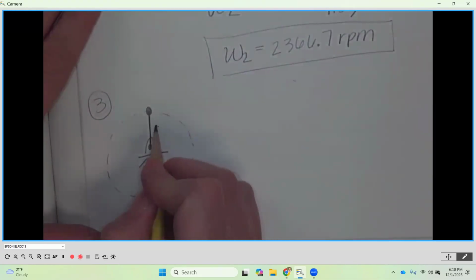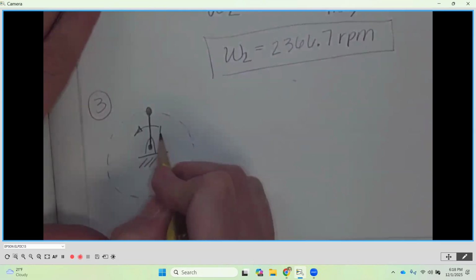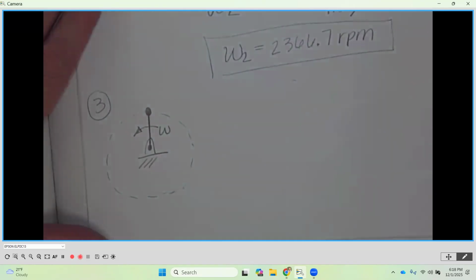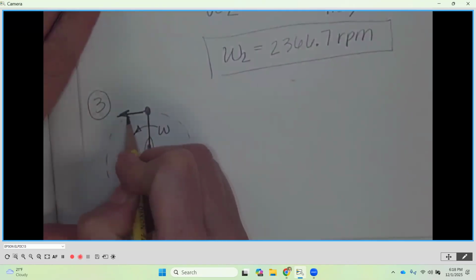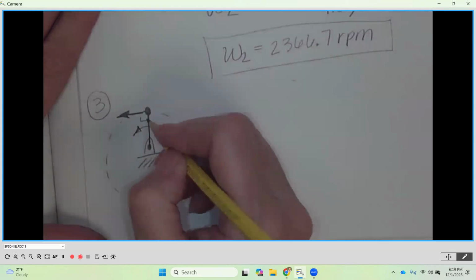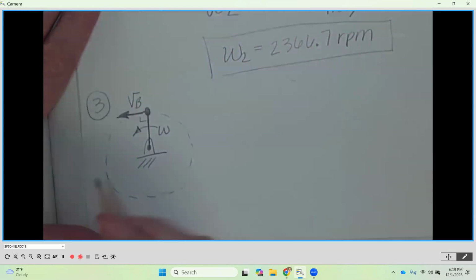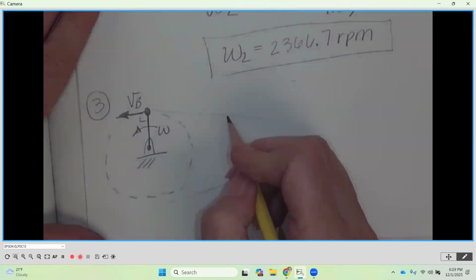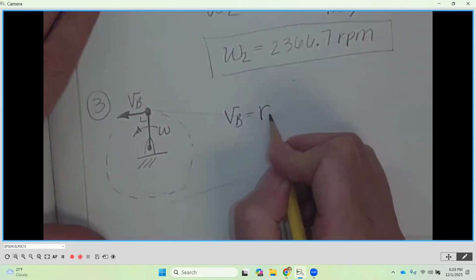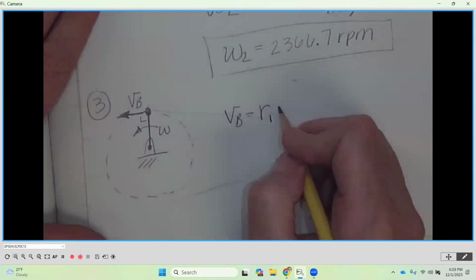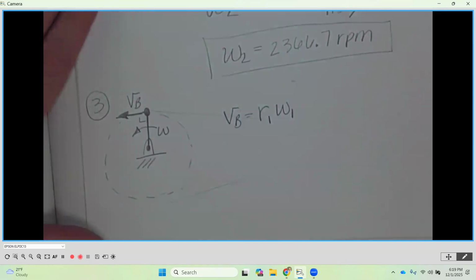So my belt speed, for instance, if I'm going in a counterclockwise direction, and we're not told if we're going clockwise or counterclockwise, I'm just picking a direction. My straight line velocity would be out here, right? Perpendicular to that link. This is going to be my belt speed. It's kind of like, you know, the belt is connected here, okay? That's going to be my belt speed. So we know that belt speed is going to be equal to the radius of our driver times the angular velocity of that driver, okay?